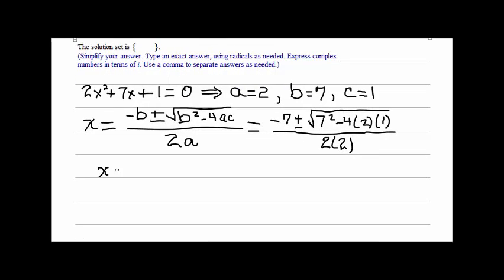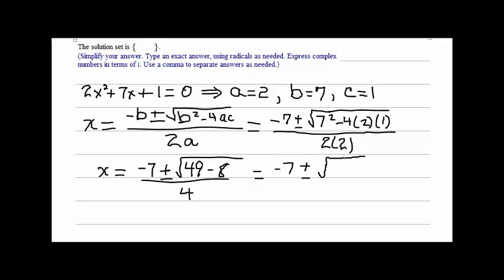So let's continue to simplify this. The variable x equals negative 7 plus or minus the square root of 49 minus 8 all over 4. So that's negative 7 plus or minus the square root of 41 all over 4. So those are my two solutions.